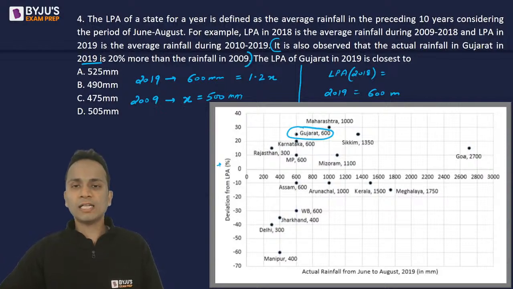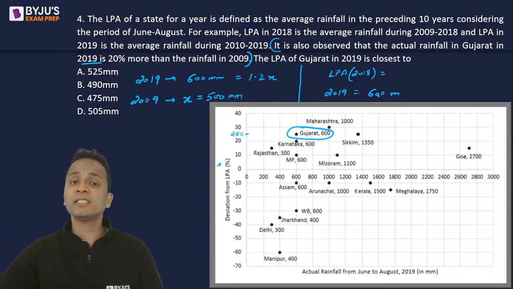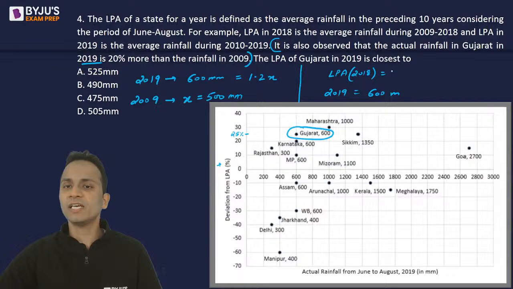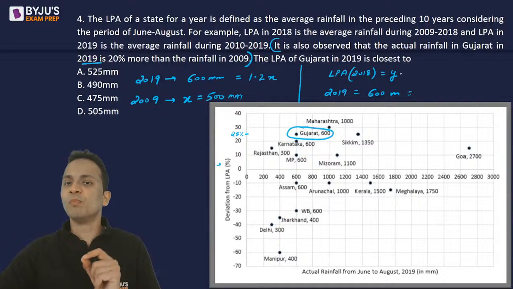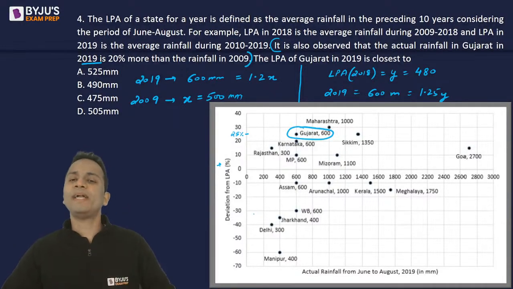Okay. Now for Gujarat, the deviation from LPA is 25 percent. So I can say that this rainfall of Gujarat, which is 600, is 25 percent more than the LPA of the previous year. Let's say the LPA of the previous year is Y. So the rainfall of 2019 is 25% more than the LPA of 2018. That means 1.25 times Y. So from here you will get the value of Y as 480. Okay. So we have also got the LPA of 2018.